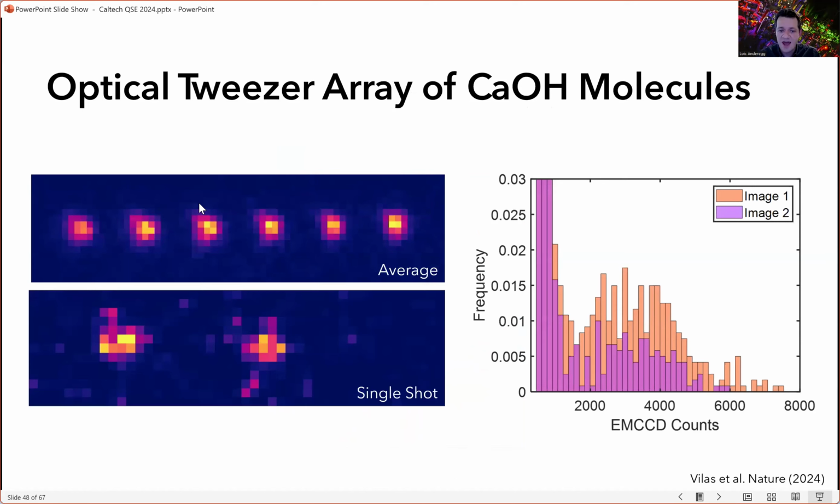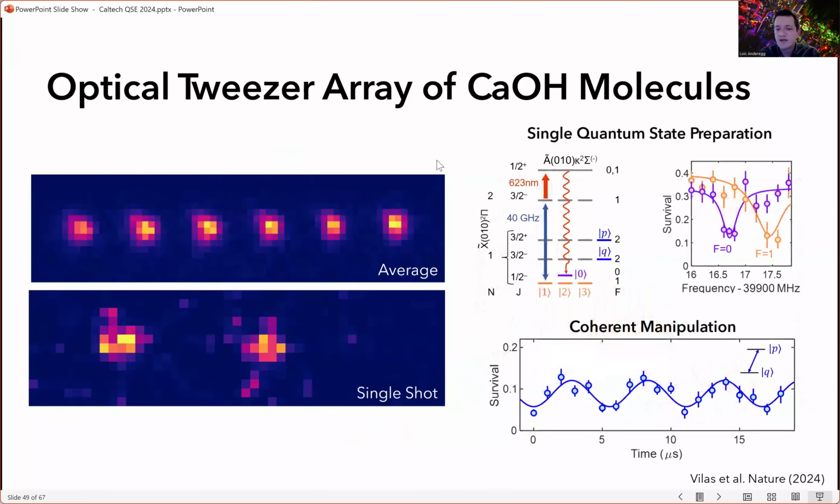Again, you can see an average image of this optical tweezer array system, as well as a single-shot image showing single individual polyatomic molecules trapped, as well as the histogram here. Finally, we've also been able to regain all of the single quantum state control we had for diatomic molecules, as well as the coherent manipulation of these polyatomic molecules within these tweezer traps.